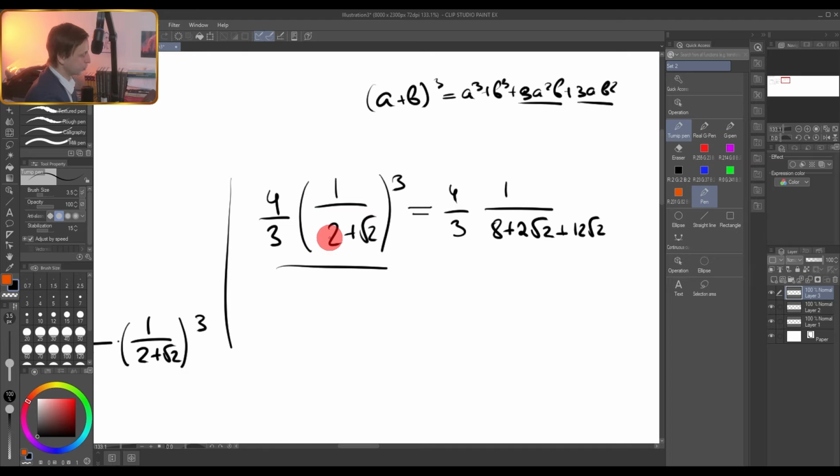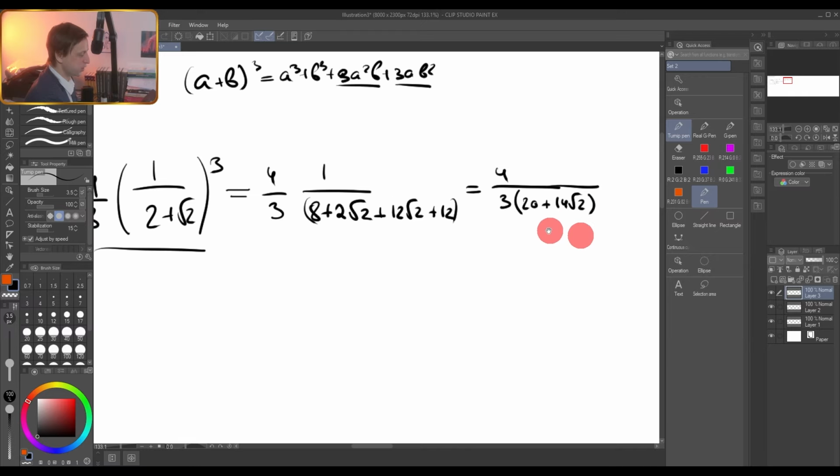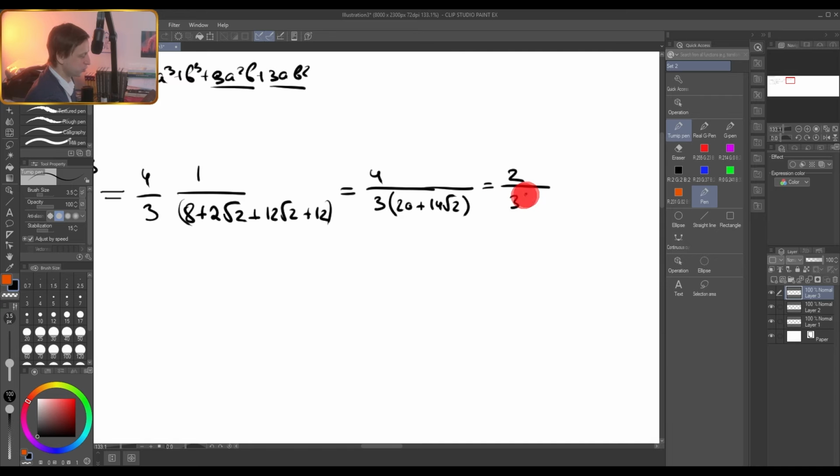3 times 2 will be 6, times this square, it will be times 2, it will be plus 12. And this sum on the bottom looks like this. It will be 20 plus 14 square root of 2. Great. And as you can see, 12 plus 14 square root of 2, we can also divide by 2 on the top and on the bottom, so it will be 2, 3, 10 plus 7 square root of 2.